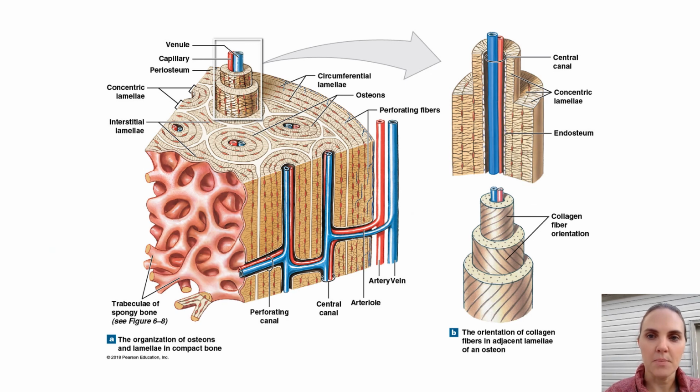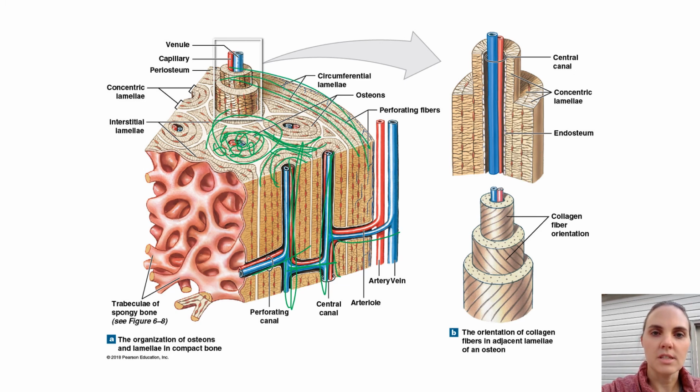And this is just a close-up of the osteon, or the structure of the compact bone. So we've got our osteons, our lamellae, central canal running through each, perforating canal running perpendicular, our little osteocytes lying within lacunae, communicating with their little canaliculi extensions. And then we've got concentric lamellae, interstitial in between, and circumferential on the outside.